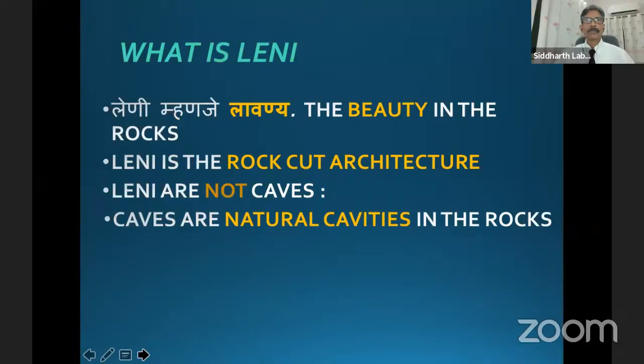Okay. So what is Leni? Leni is Lavanya, in Marathi. That is the beauty in the rocks. So Leni is rock cut architecture, and Lenis are not caves. Many times the word is used as rock caves, like Ajanta caves, Ellora caves, Bedse caves. But we should not use the word caves, because caves are natural cavities, you know, the formation of cavities or shelters inside the jungle or in the mountains. Those are caves. But here we are studying the art of the rock, that is Lavanya, that is the Leni. So this is the difference between Leni and caves. So we should always say Leni only.